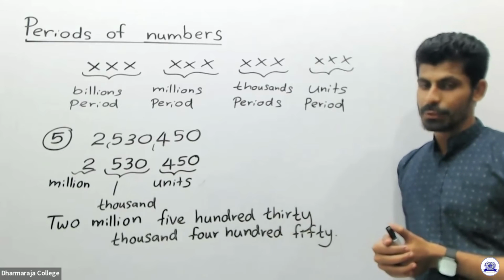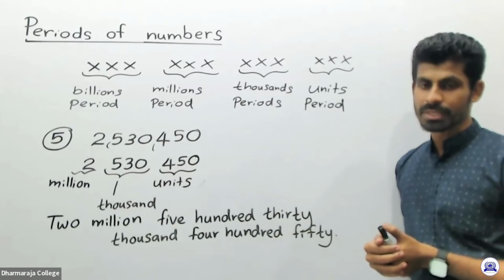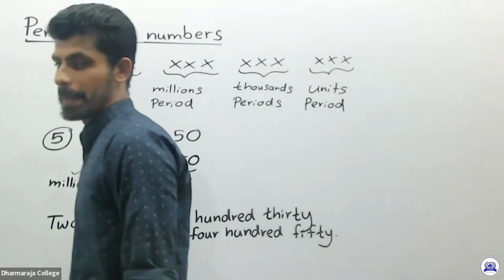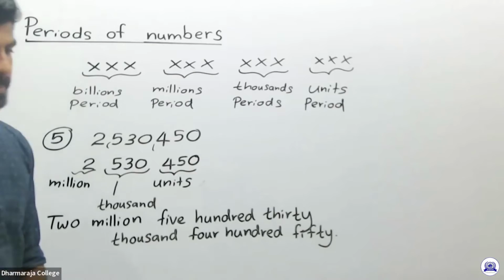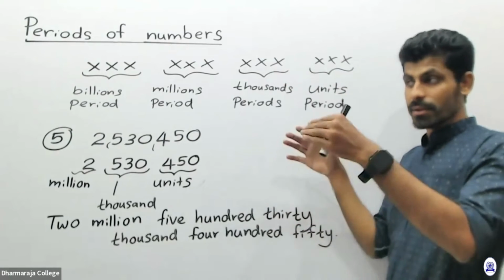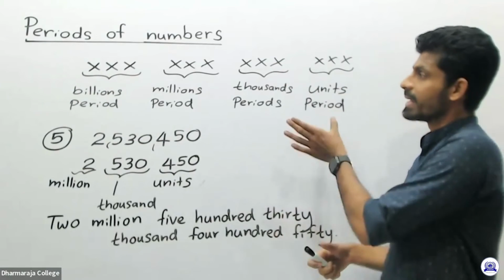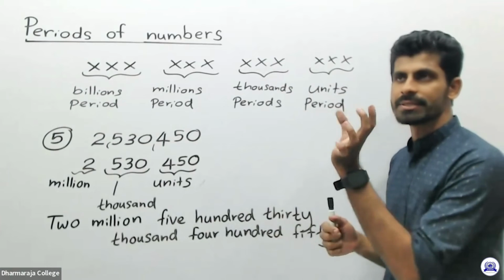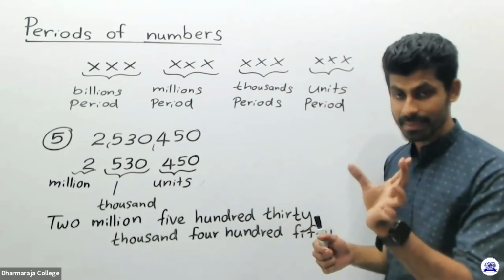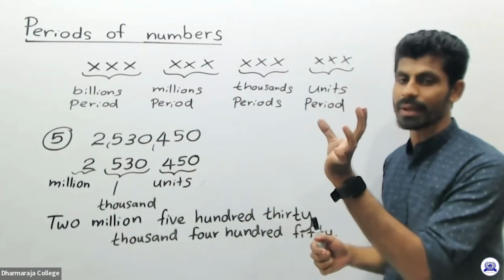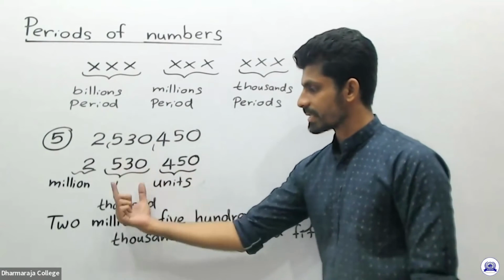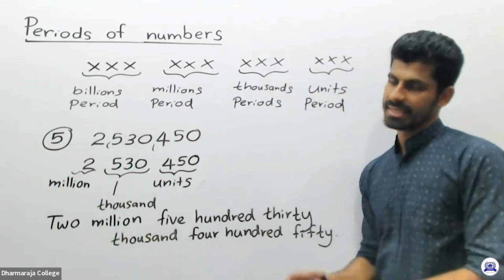$2,530,450. Quickly note it down. Those numbers are so big, right? Then we can read this one. What is the one and only thing? You need to separate into the periods. Units period, thousands period, millions period. Likewise, you can do.